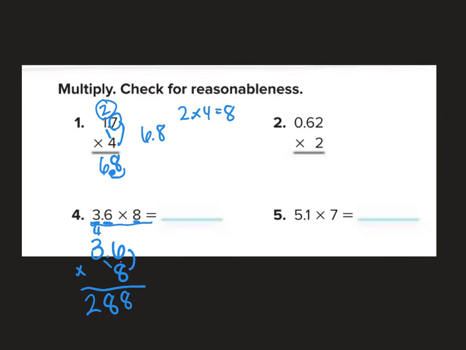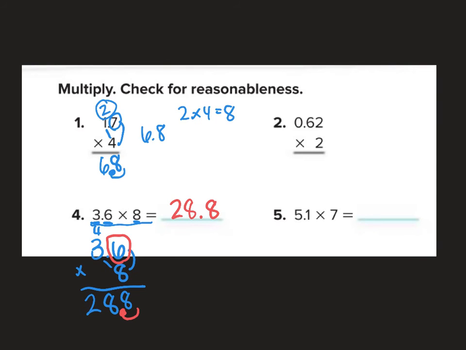But then I need to go back and I say, okay, I have 1 digit to the right of the decimal. So I need to bring my decimal back 1 place. I start all the way at the right and bring it back 1 spot. So my answer is 28 and 8/10.